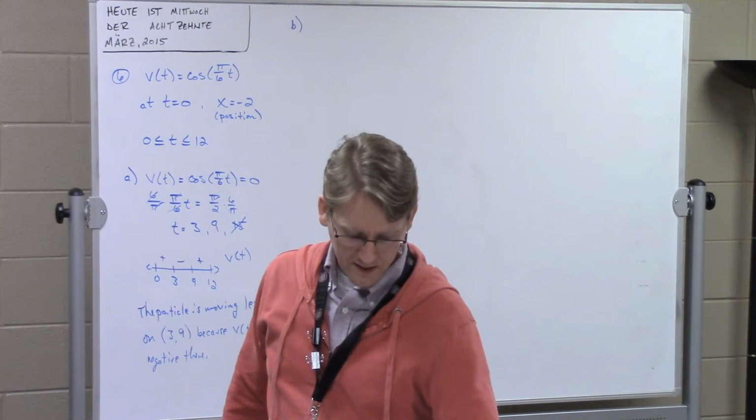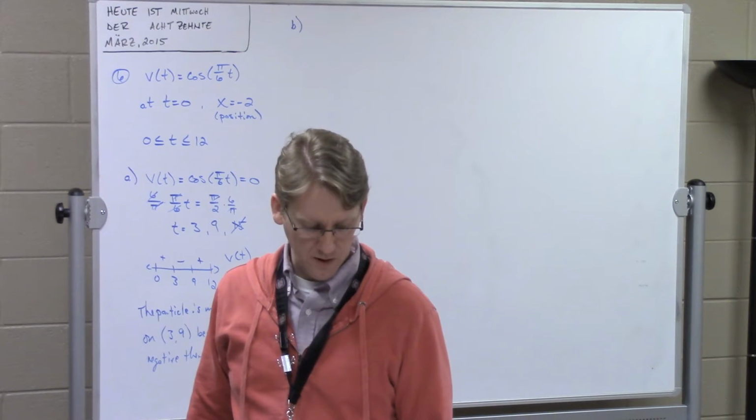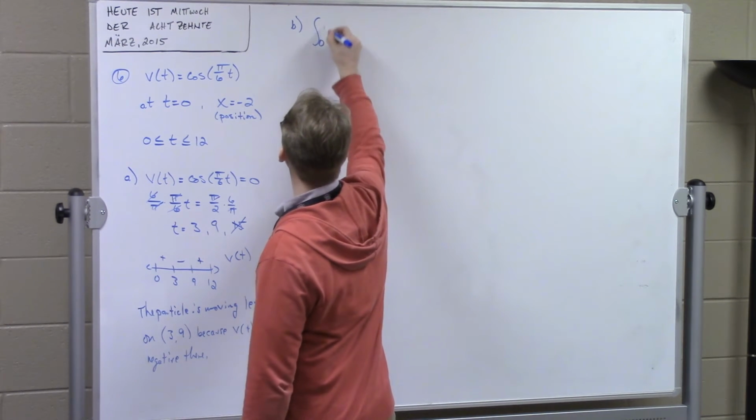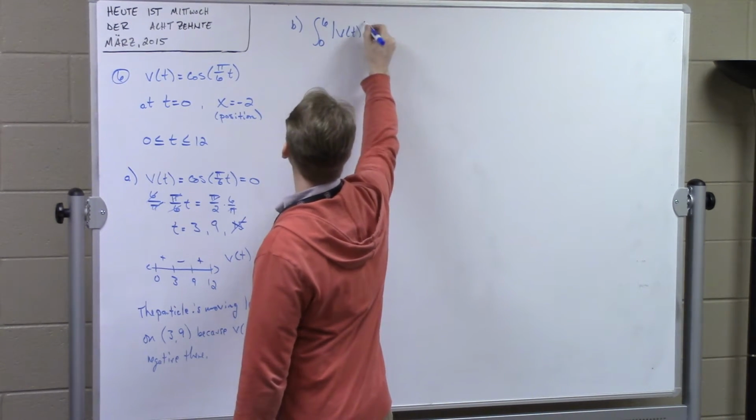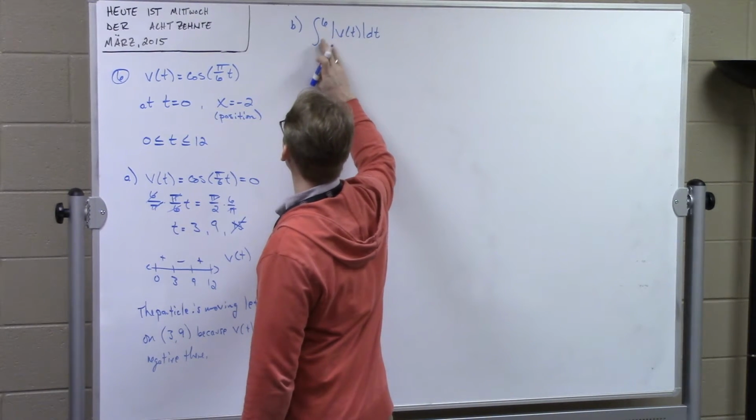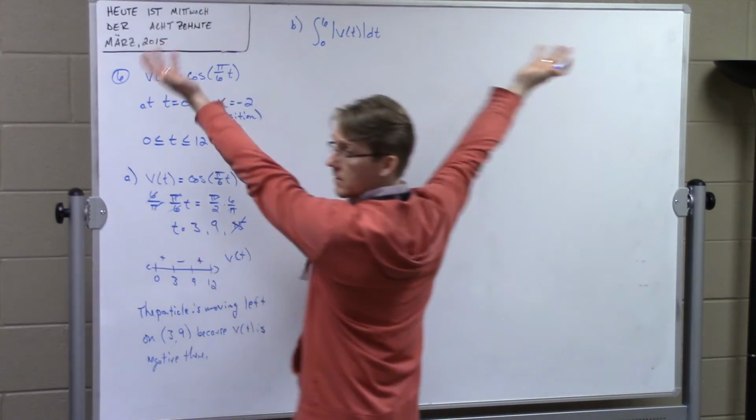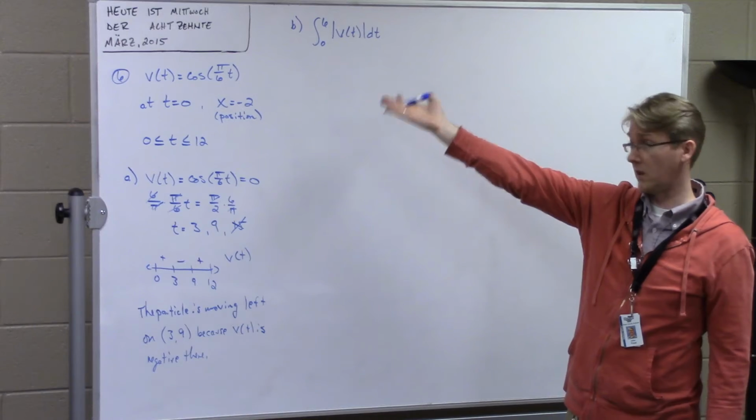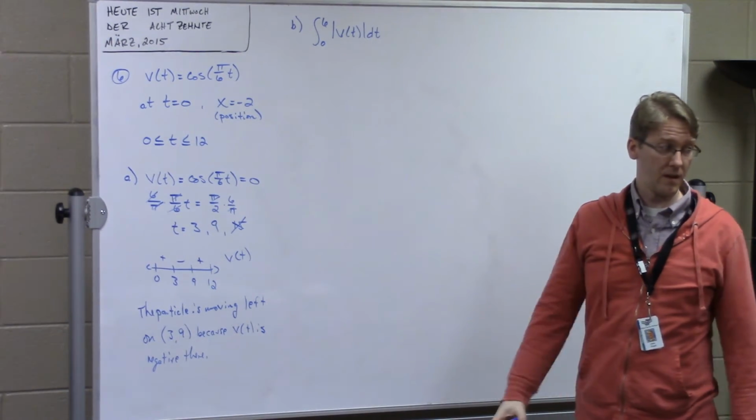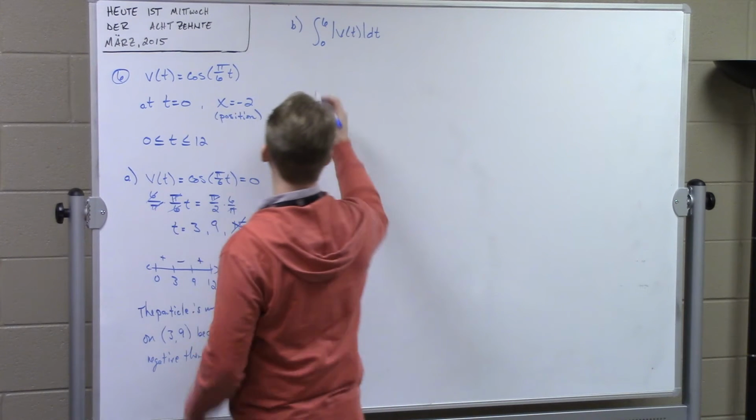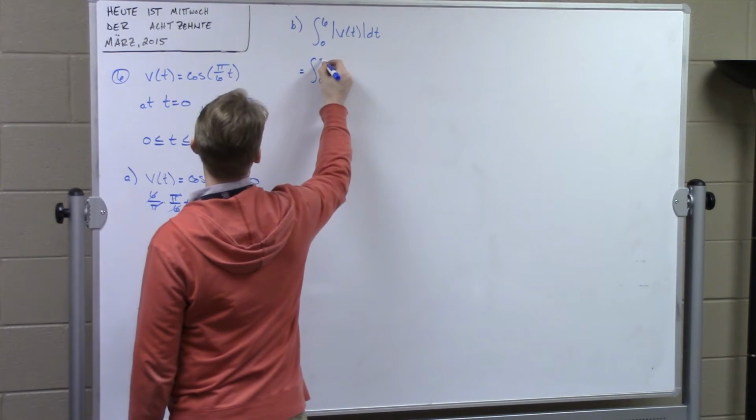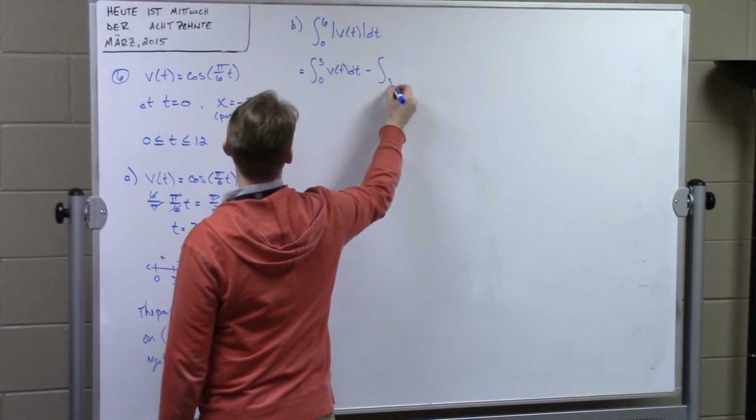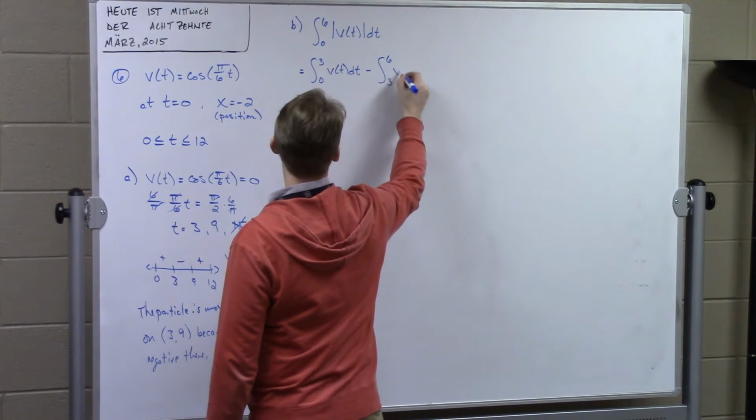Write but do not evaluate an integral expression that gives the total distance traveled by the particle from time t equals 0 to time 6. This is a joke of a problem: the integral from 0 to 6 of the absolute value of v of t. You didn't even have to write the cosine if you have defined what v of t is somewhere. That's not the only way to do it. You could also do the integral from 0 to 3 of v of t, minus the integral from 3 to 6 of v of t.